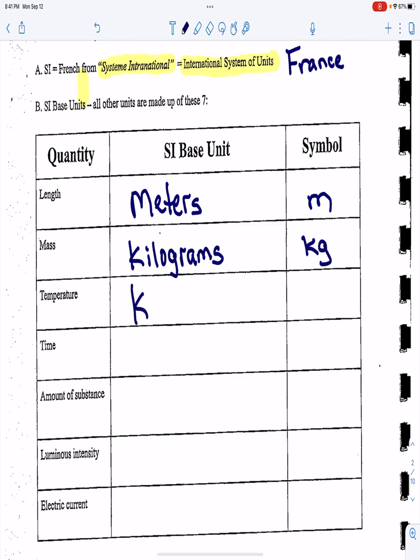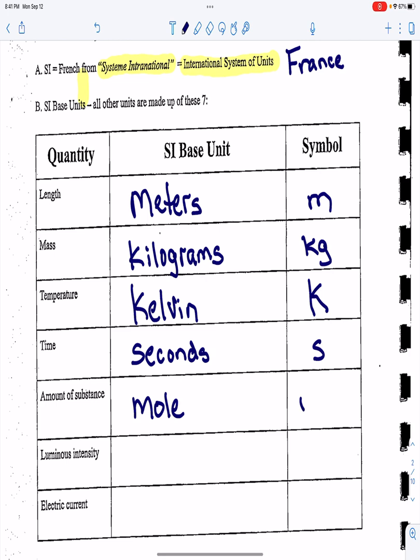Temperature is Kelvin. Kelvin is something you're not familiar with, but it measures the amount of kinetic energy, and that is K. Time is seconds, and the abbreviation is s. Amount of a substance is mole, and it's mol. The last two I'm not going to worry about because we're not going to use them in chemistry, so we're going to move on from there.